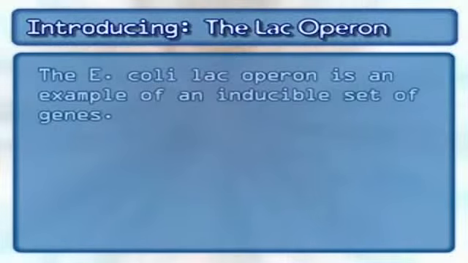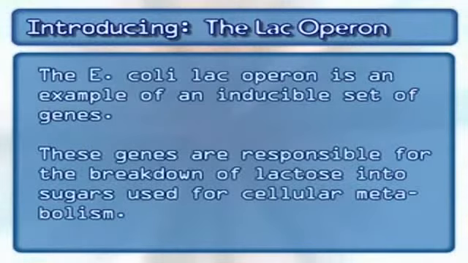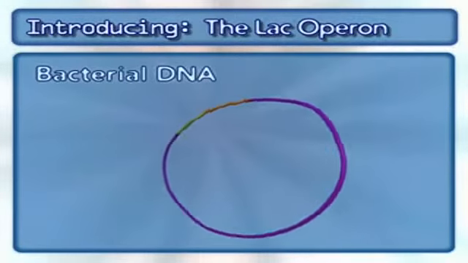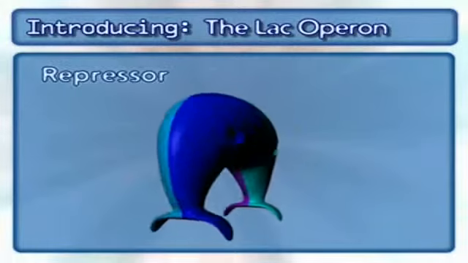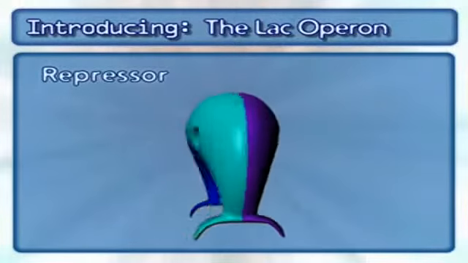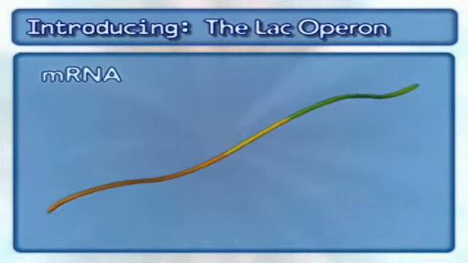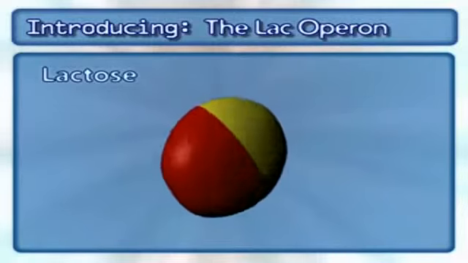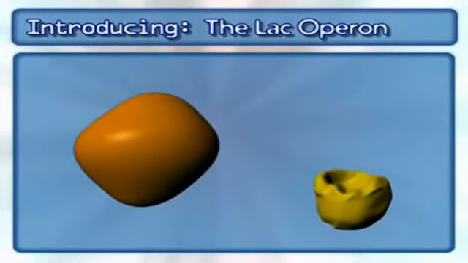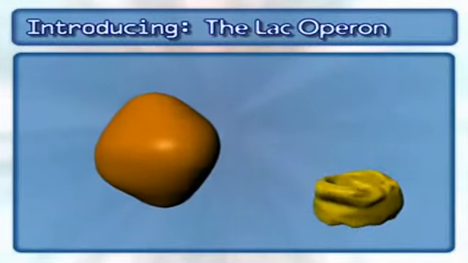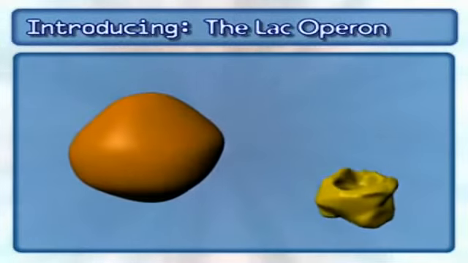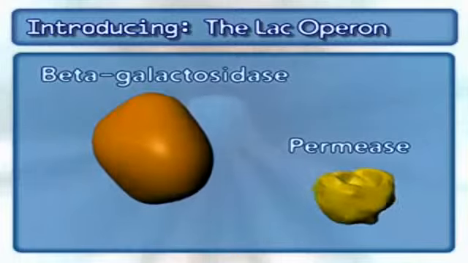The E. coli lac operon is an example of an inducible set of genes. These genes are responsible for the breakdown of lactose into sugars used for cellular metabolism. This inducible system also involves bacterial DNA, a repressor, mRNA, and the sugar molecule lactose. This animation will only focus on two of the three proteins encoded by the lac operon: beta-galactosidase and permease.